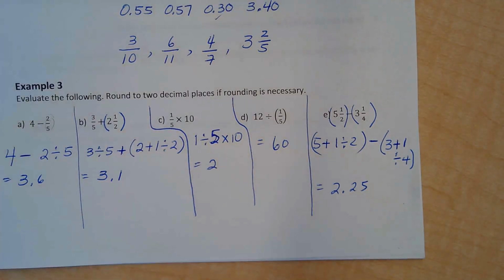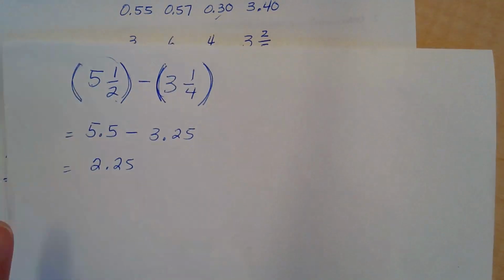Do you want to see your page? Oh, you want to see my paper? This paper? That paper? Okay, this is bracket 5.